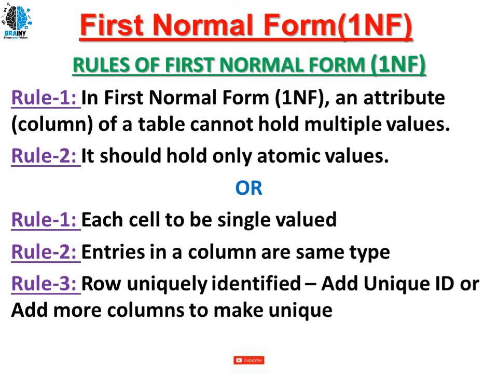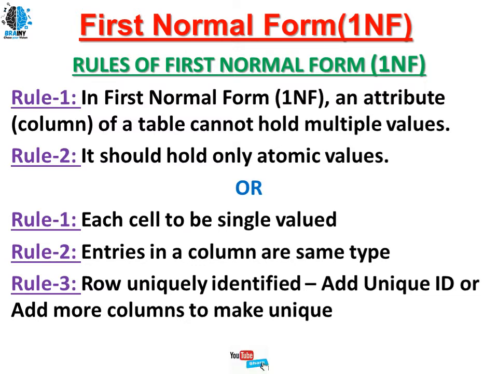Next rule, it should hold only atomic values, meaning single values. The same thing in another form: each cell should be single valued. Entries in a column should be of the same type. Why? For example, I have the phone number. In the phone number column, all the entries should be phone numbers. It should not reflect some other number. If I have address, all the values of that particular column should be addresses.